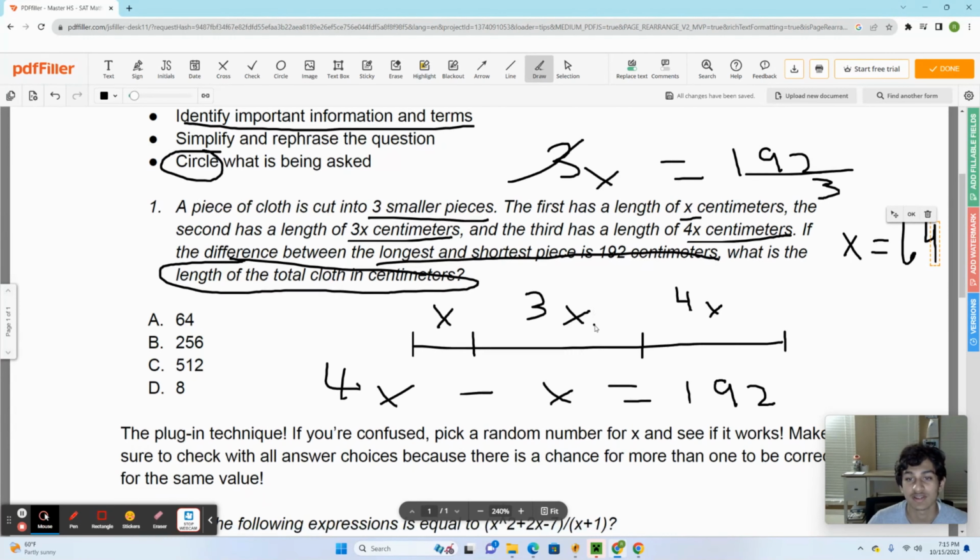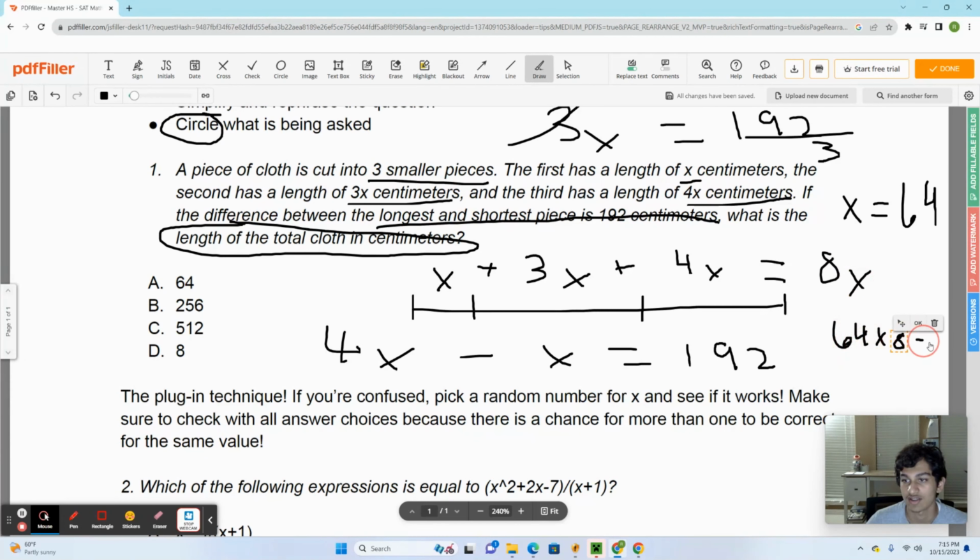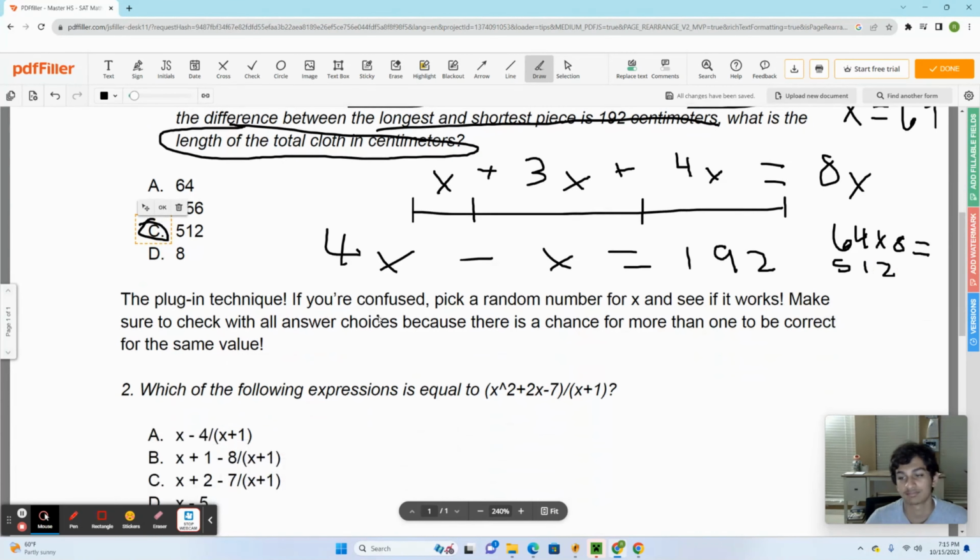So what we can do is add all the pieces, since we already solved for x. If we add these together to get the total length, x plus 3x plus 4x equals 8x. Then we just multiply that by 64, and that should get us 512. A reminder for you digital testers: you might be able to just plug this into your calculator. If you're a paper tester, you just have to write it out and do the multiplication by hand, but it shouldn't be that hard, and that'll get you C.